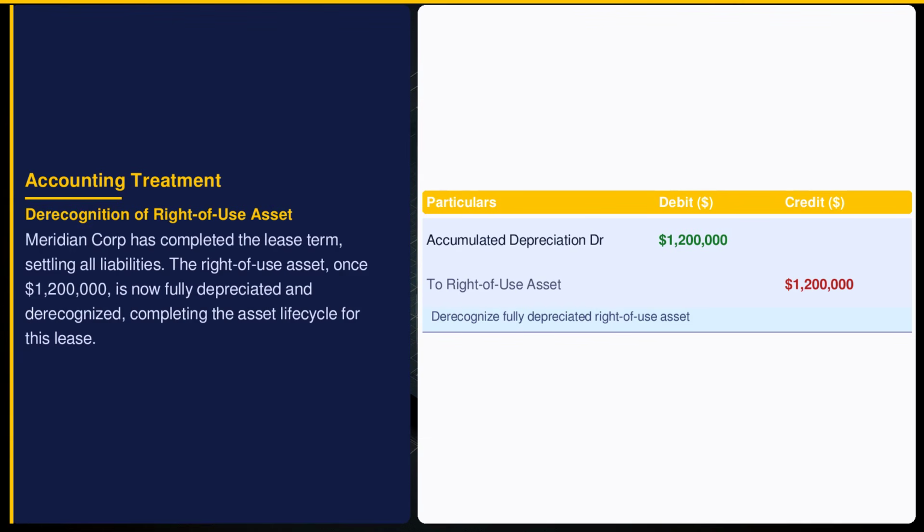Derecognizing the right-of-use asset reflects its full consumption over the lease term. AASB 16 mandates this removal once the asset is fully depreciated. This step finalizes the asset's life in Meridian's books, ensuring a clean slate for future transactions.